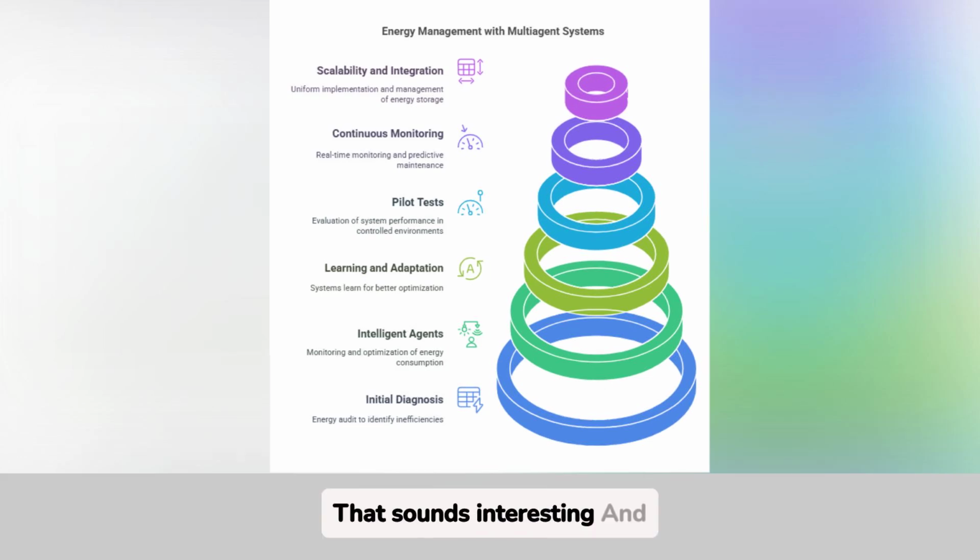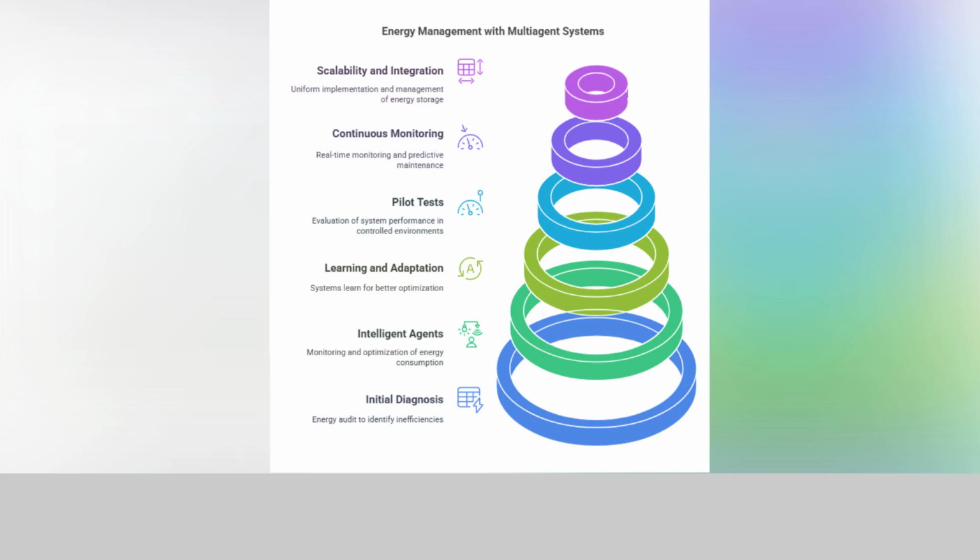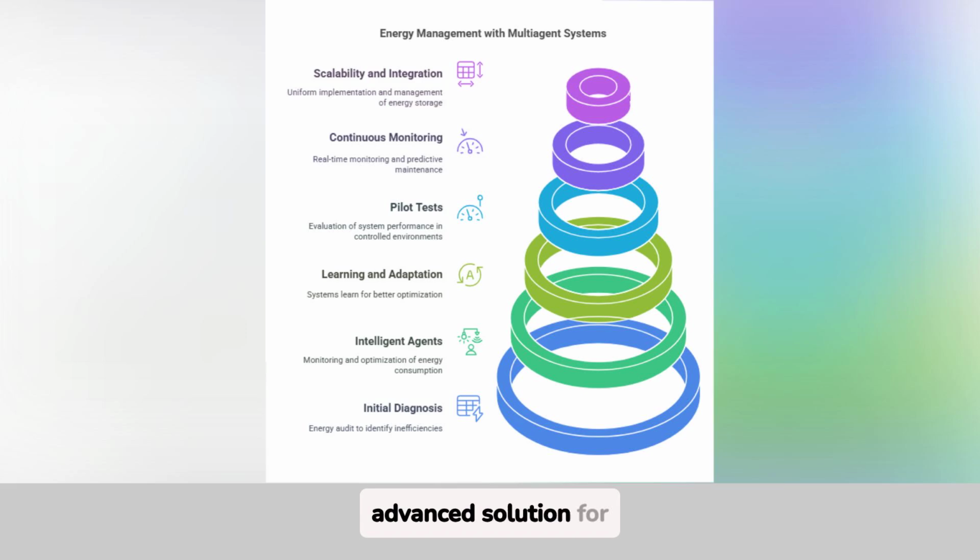That sounds interesting, and what role do multi-agent systems play in this? Multi-agent systems are an advanced solution for monitoring and control. Imagine a team of intelligent agents working together. Each agent is in charge of a specific task, such as monitoring consumption in real time, controlling critical equipment, or identifying patterns of inefficiency. These systems not only collect data, but also learn and adapt over time.